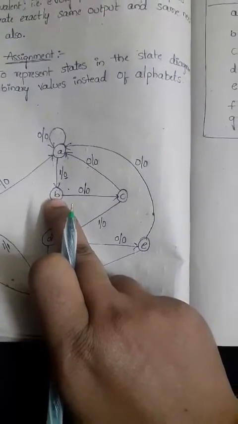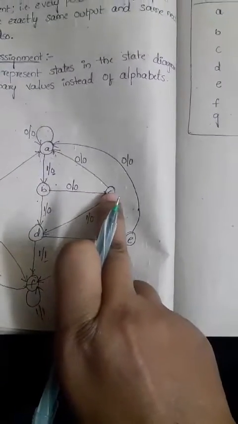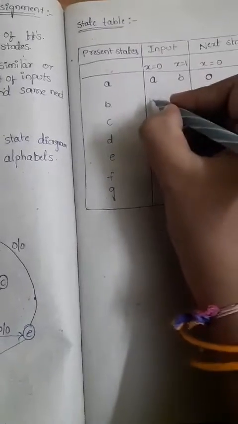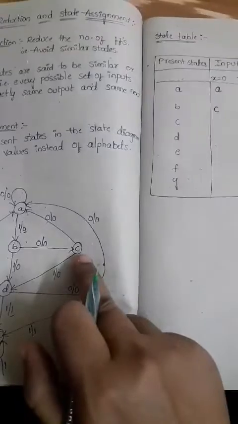Like this, coming to B. The B transition goes, whenever the input is 0, to C. So whenever the x input is 0, B goes to the C state. In that case, whenever it reaches C, what is the output value? 0.